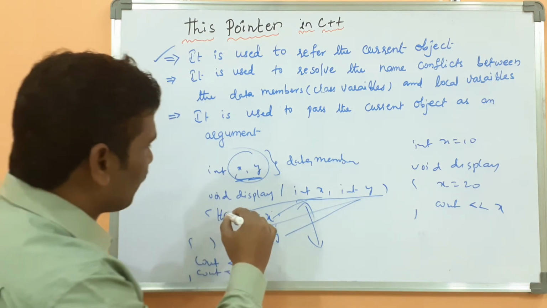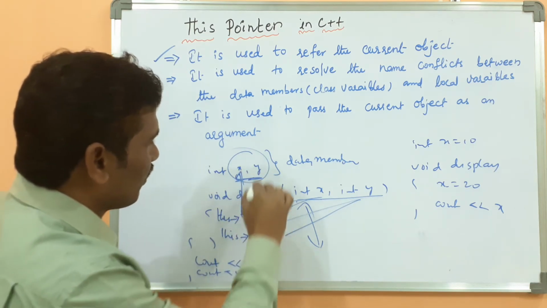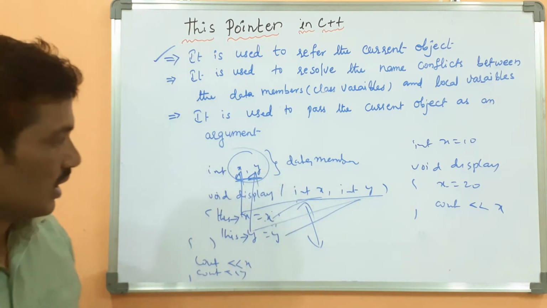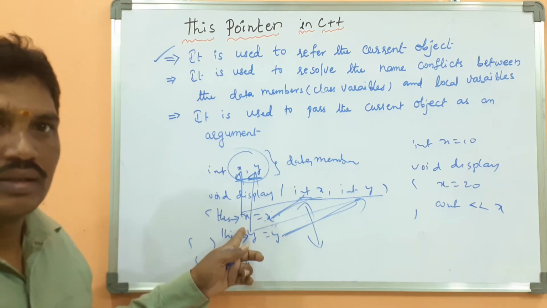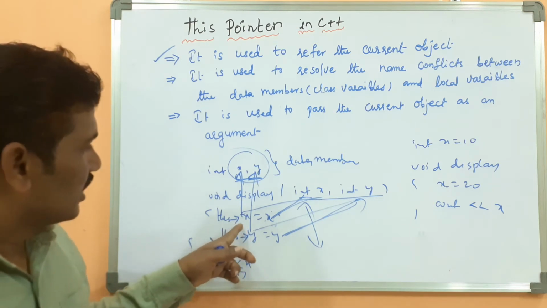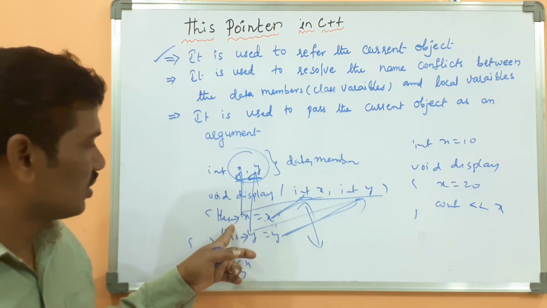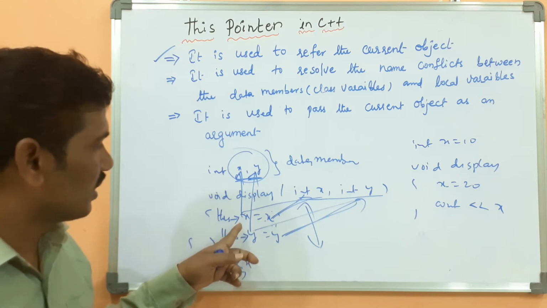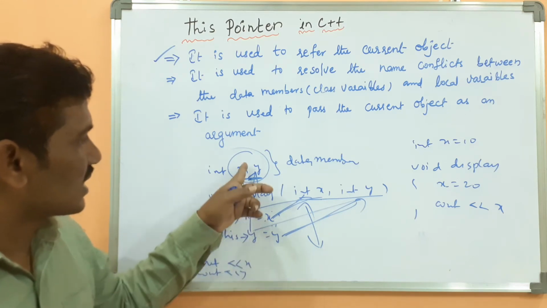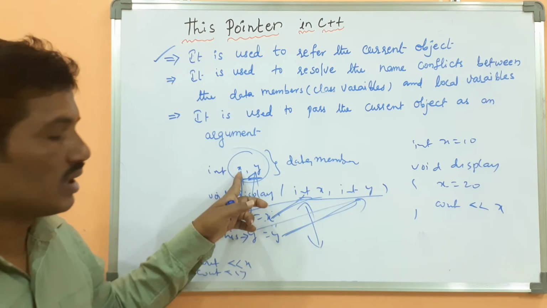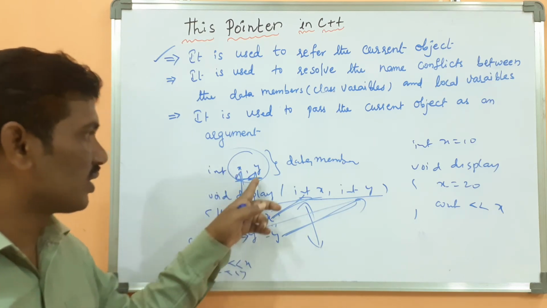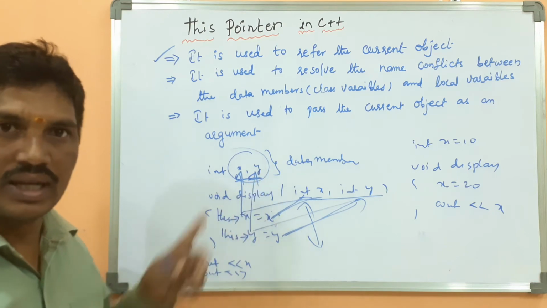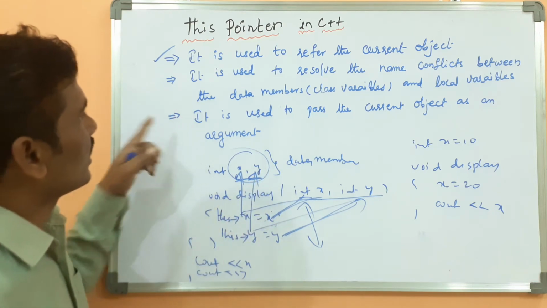Here, this refers to the class variables or data members. This refers to x, y. I hope it is clear. With the this pointer you use the arrow symbol: this arrow x refers to the x data member of the class, and y refers to the y data member of the class. This is the second advantage.